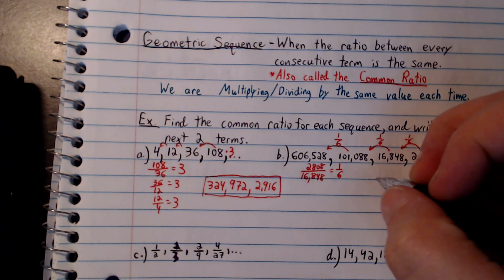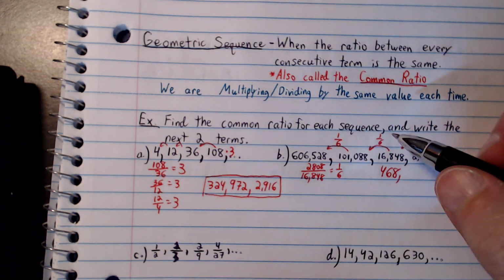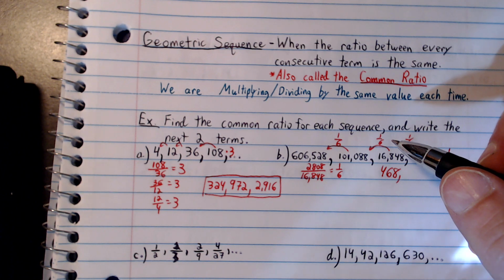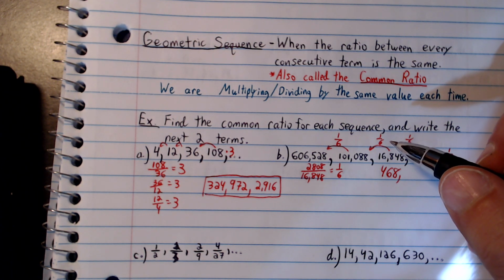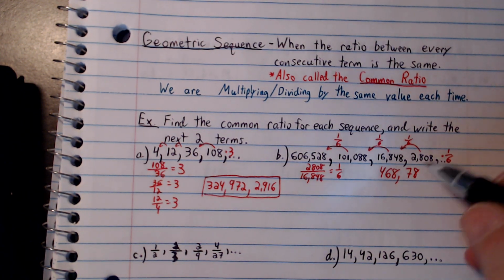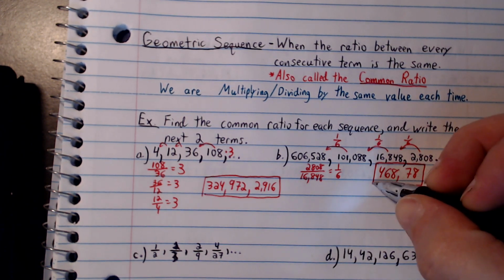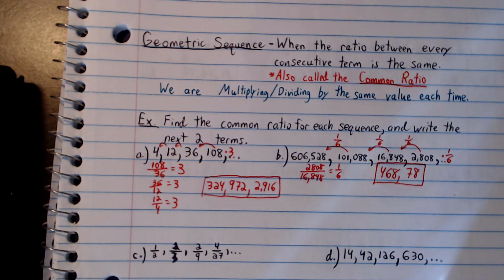So the first number we get is going to be 468. We only wanted 2 terms. I guess we did too many here. Let's see, 468 times 1/6, 78. So I wanted 2 terms. Last time we did 3, no big deal. But those are the next 2 terms. Okay, so we use the calculator for a good amount of that.